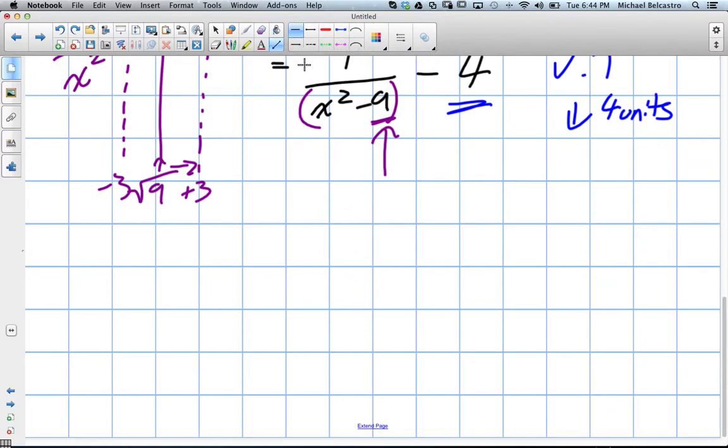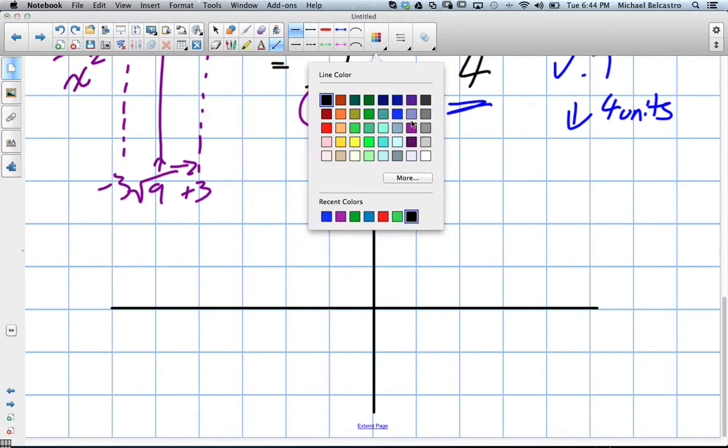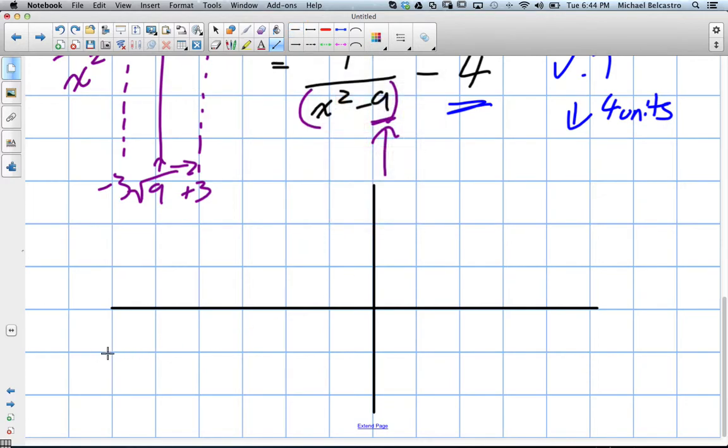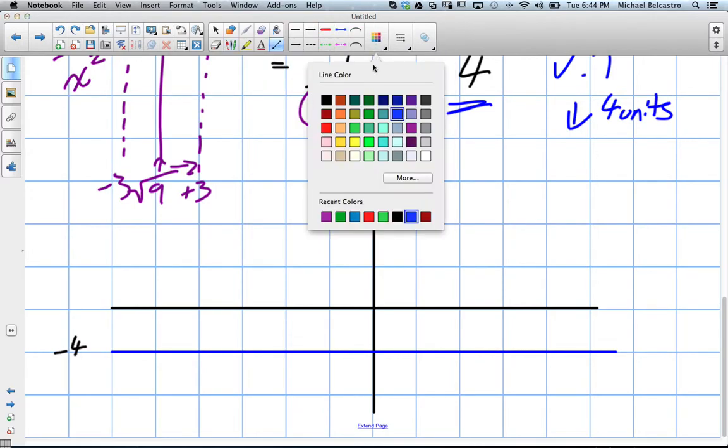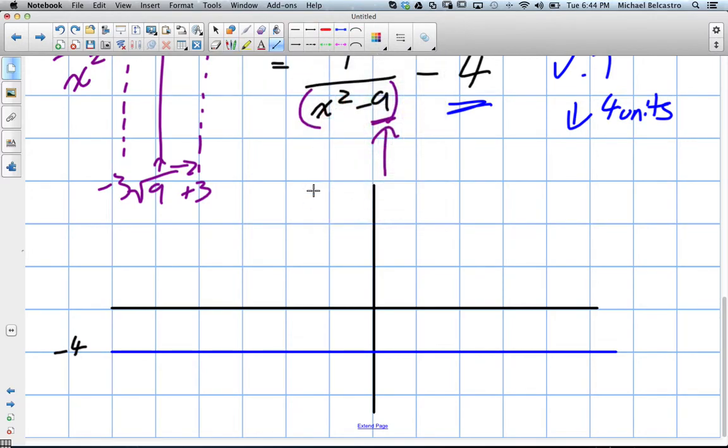So let's say we're going to sketch this new function. We've discovered from our rough sketch here that we have a horizontal asymptote at negative 4. So let's put that one in to start. So here's a rough sketch. We'll say that's negative 4. And we have two vertical asymptotes, one at positive 3 and one at negative 3.